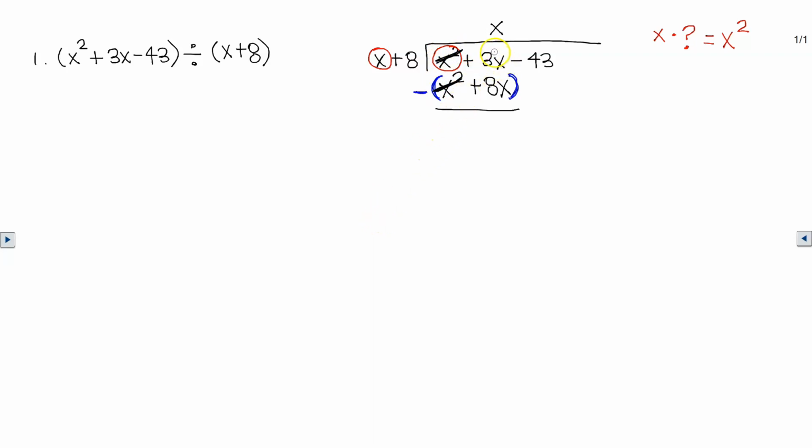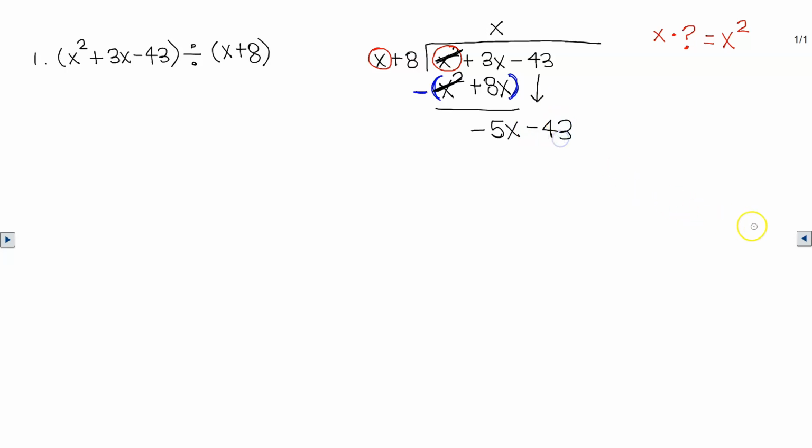Now, on the second part, you're doing a positive 3x minus a positive 8x. So you're doing 3 minus 8, and we know, of course, that that is a negative 5, so I'm going to put a negative 5x right here. So remember, when you subtract, you're subtracting both of these terms. You're subtracting the x squared and you're subtracting the 8x. That negative distributes to both of those. All right, now that we've subtracted, we bring down our next term, which is minus 43.